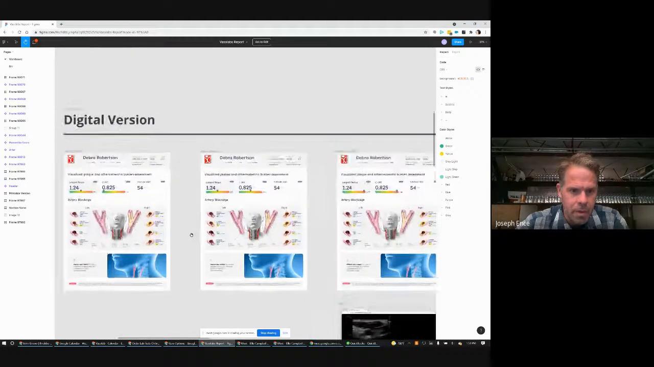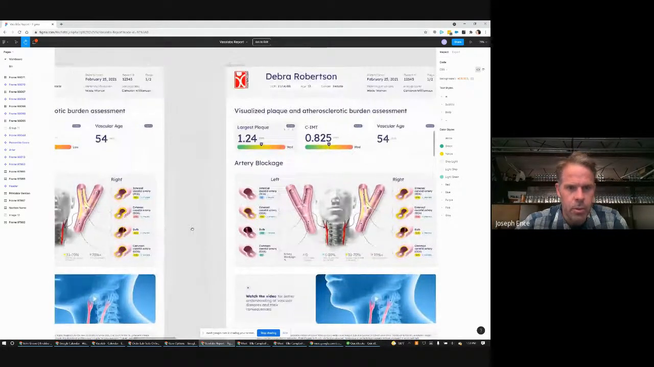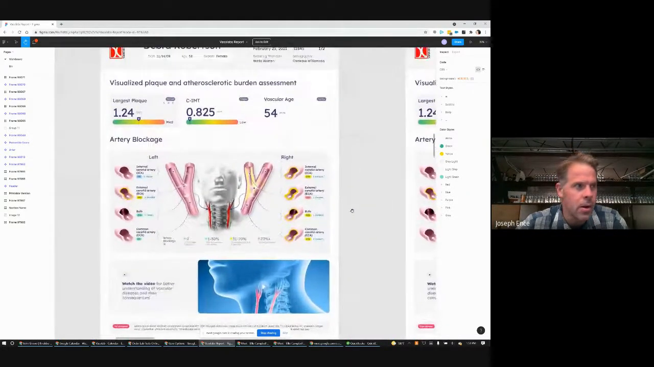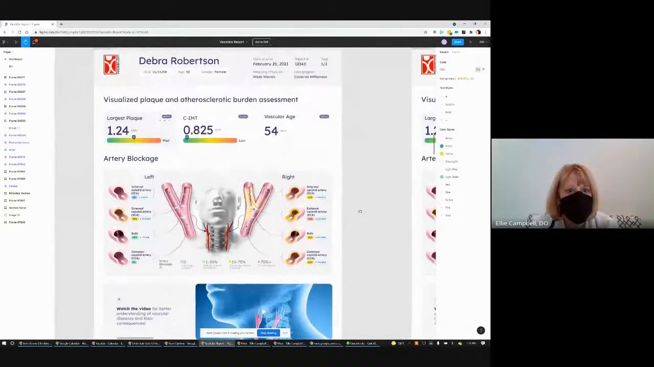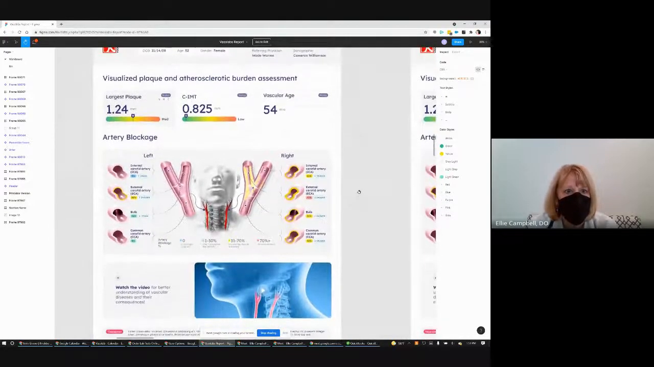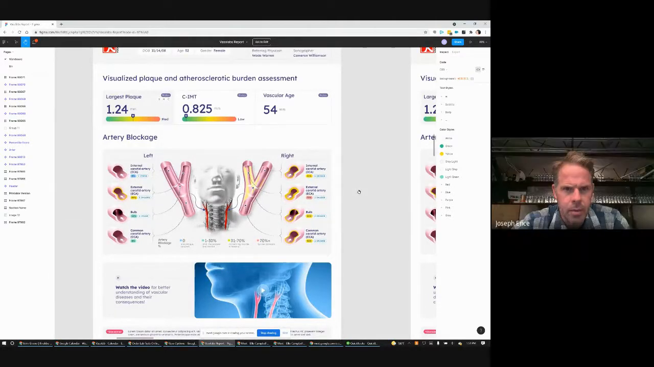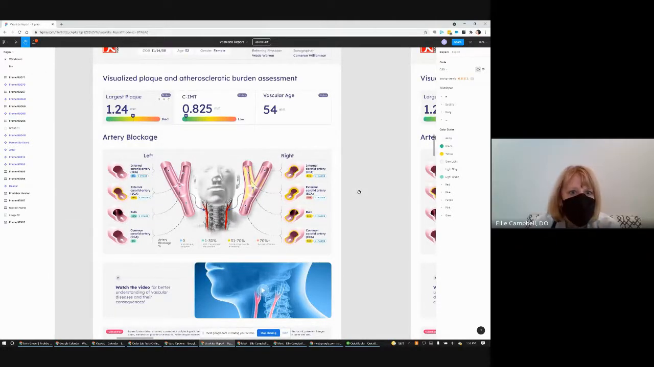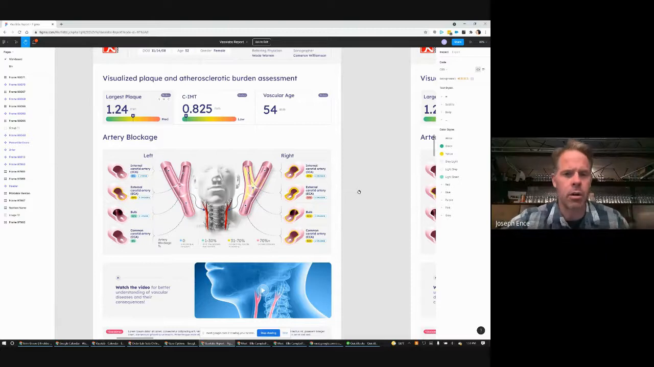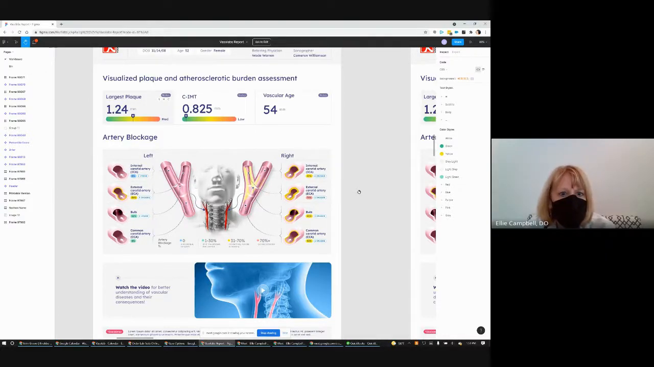So if this were the new report for you, where do your eyes go? First thing I look at is the green, yellow, red bar. 1.24, 0.82. The values aren't hooked up or don't mean anything yet. So that's where my eyes go. My eyes go to that largest plaque CIMT reading.